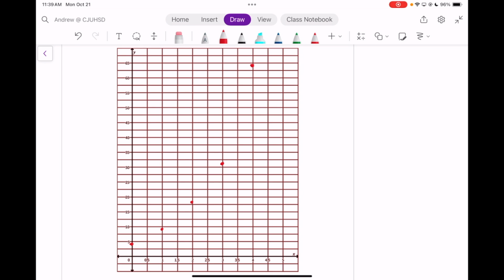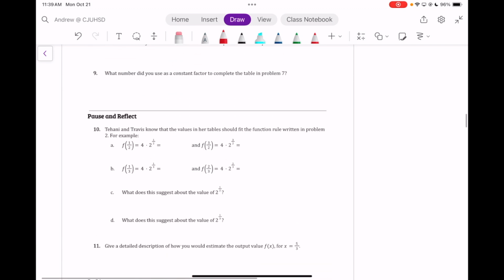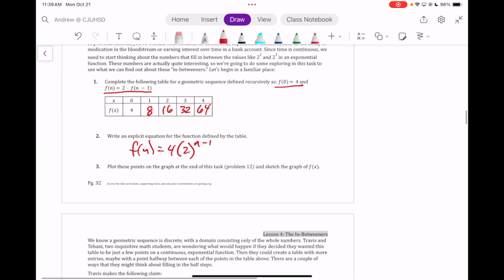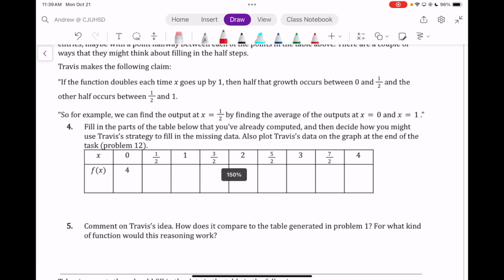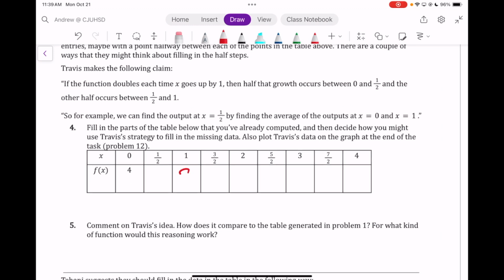Well, the lesson's name is the in-betweeners. So we're going to talk about what happens in between those points. We're going to take the point of view of 2 students. One student's name is Travis, the other one is Tehani. Travis has this idea. He says, okay, look, we have this already in here.